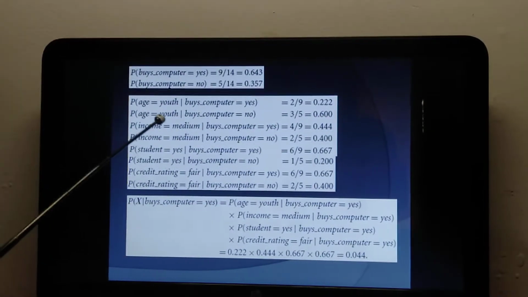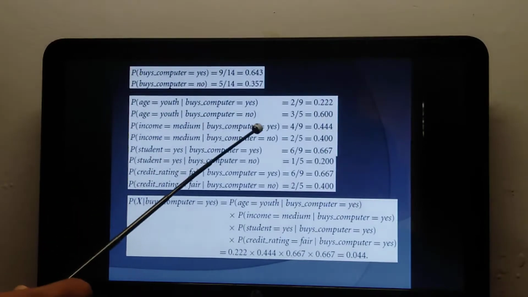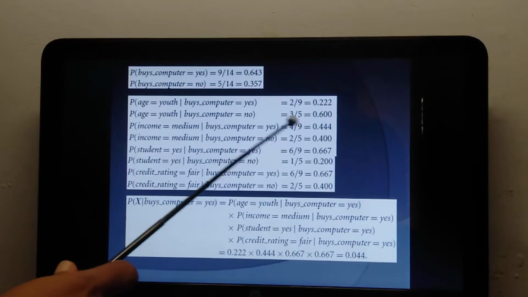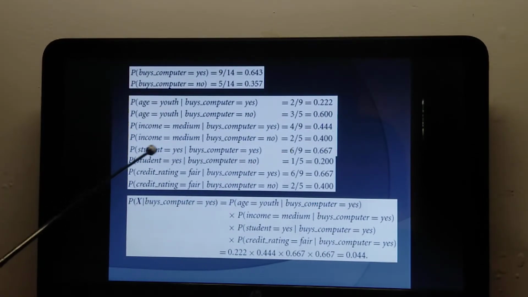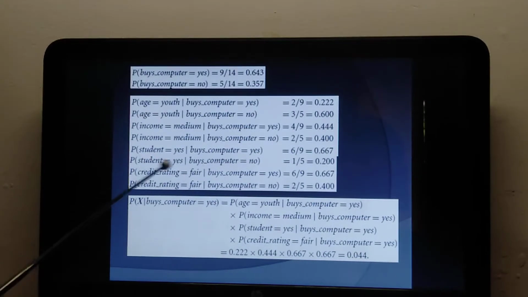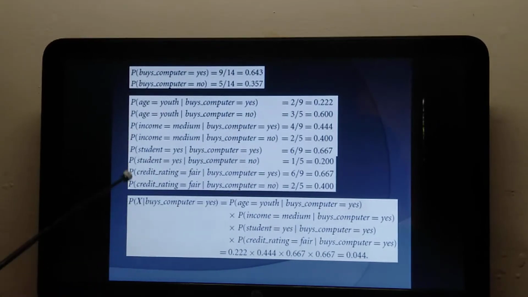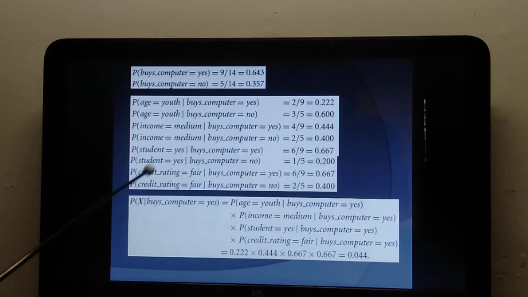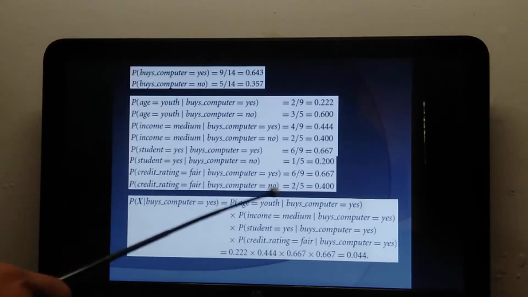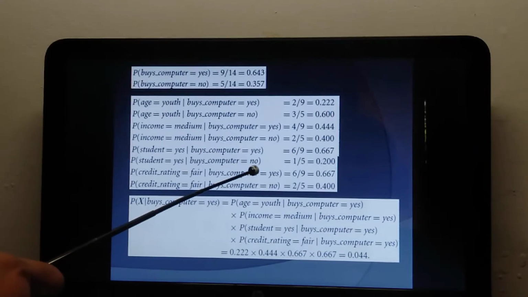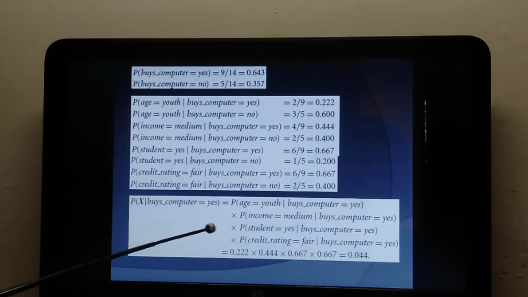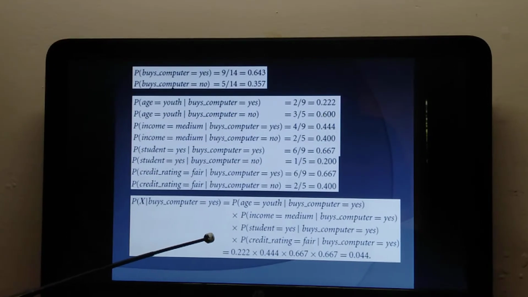Similarly, find for income medium and buys computer yes, income medium and buys computer no. That is 4 out of 9 and 2 out of 5. Then student yes, buys computer yes, student yes, buys computer no. Credit rating fair, buys computer yes, credit rating fair, buys computer no. So now we have all the values which are required. Now we substitute those values inside the equation for the class.